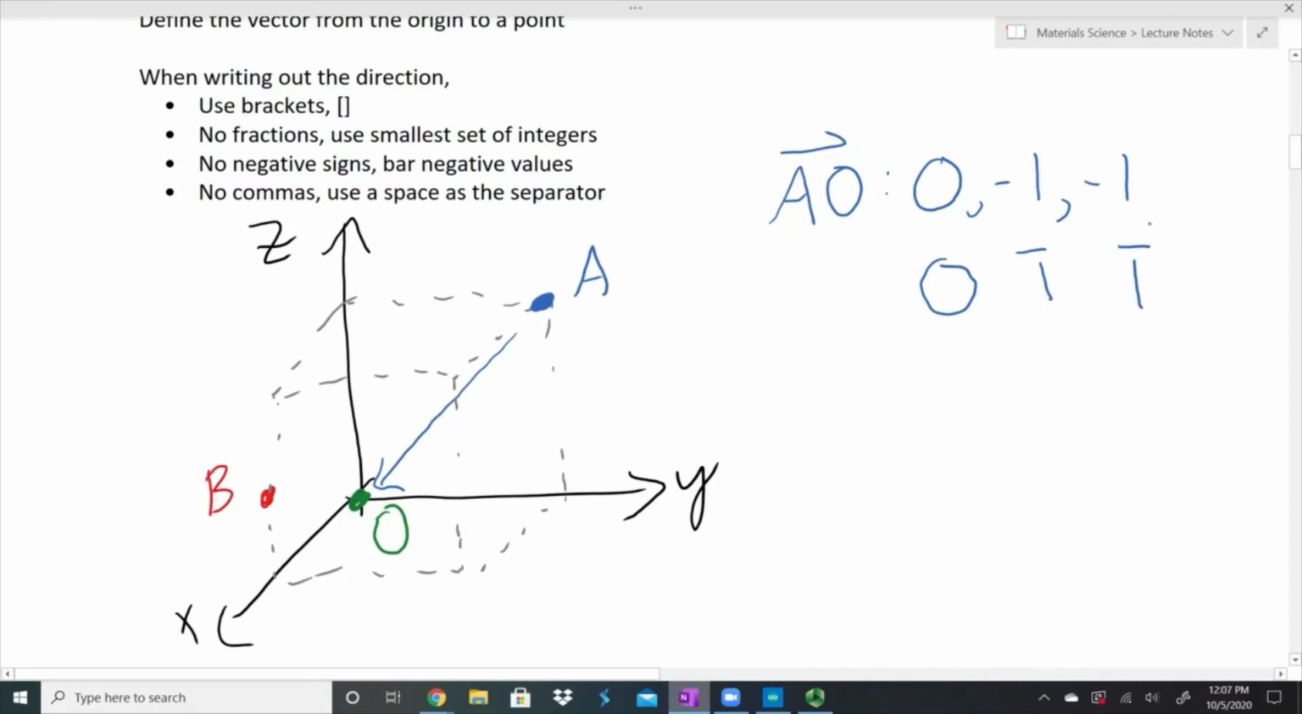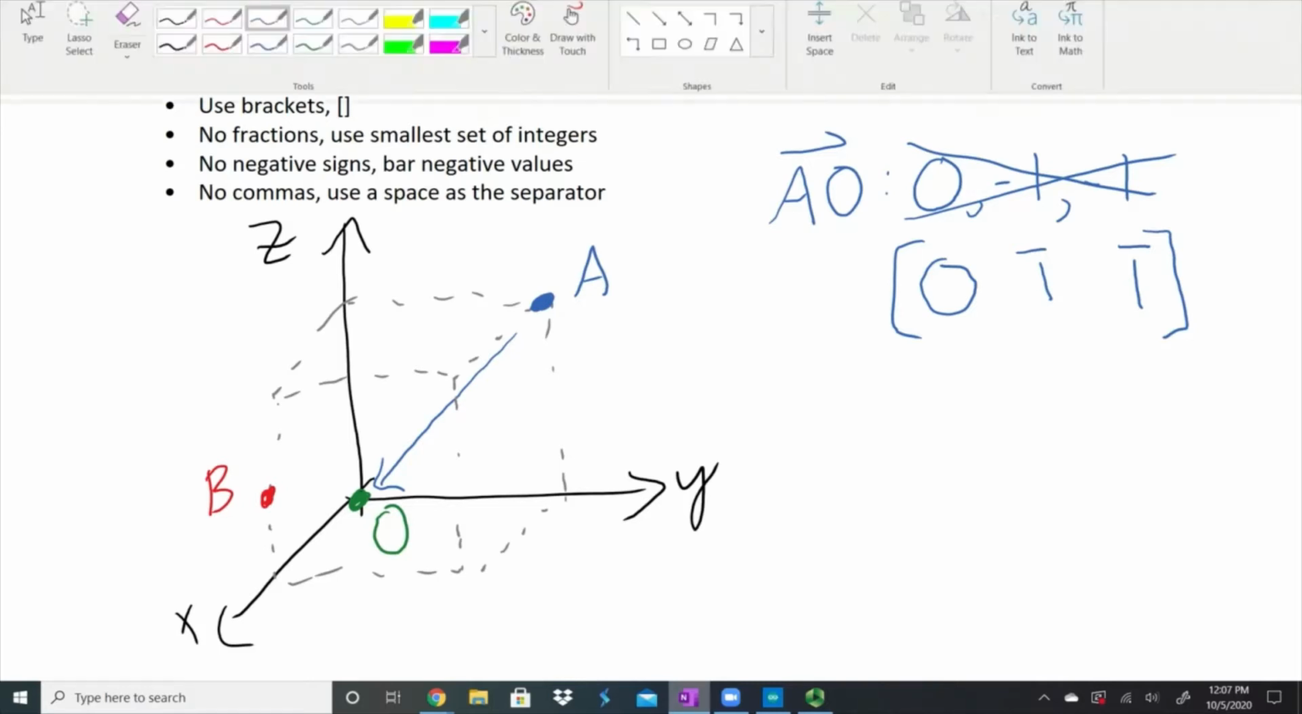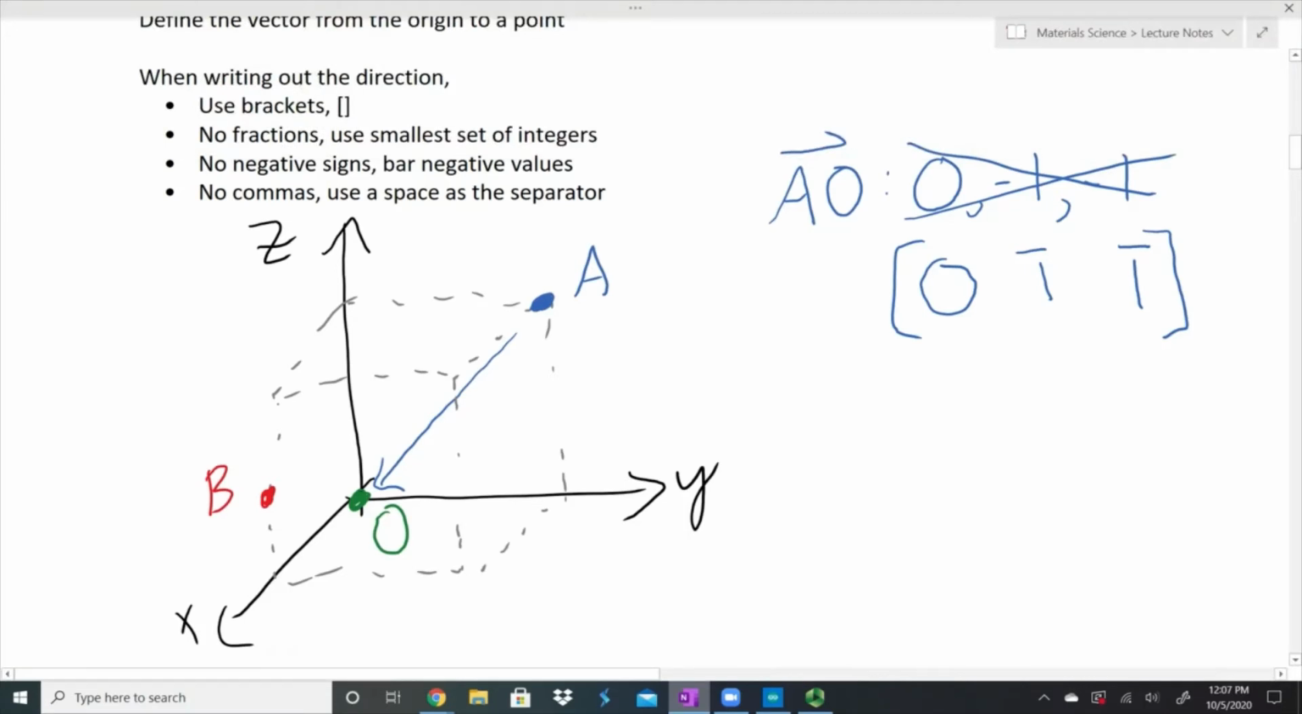Last thing I'm going to do is put these in square brackets. And so this first one here is incorrect. I just wrote that down to get some things on paper, but I transformed that into 0, 1 bar, 1 bar, no commas, and I have my square brackets. Go ahead and we'll do B.